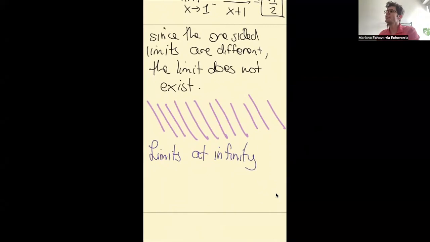Up to this point, we have been analyzing the limit as x approaches a specific number, right? But there's an alternative to that, which is to analyze the function as, for example, you just let x take larger and larger values. I think it is actually better to show you first on GeoGebra what I mean.